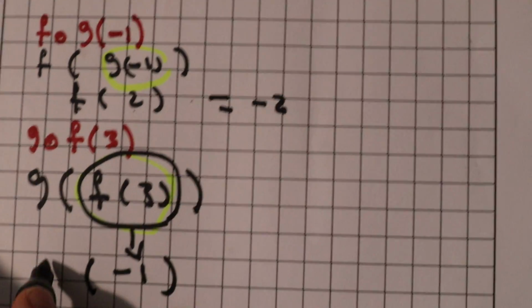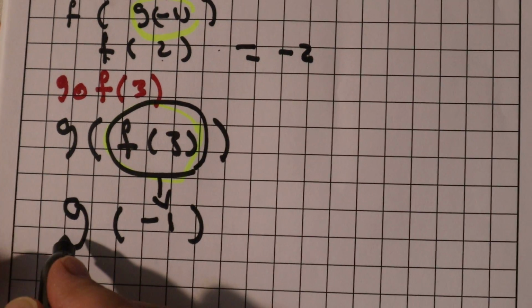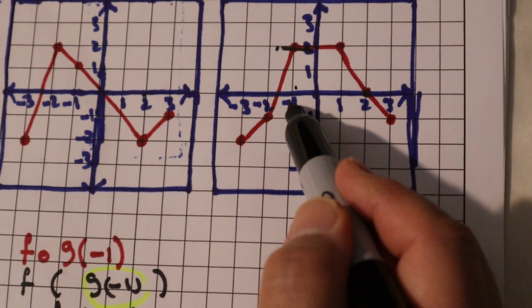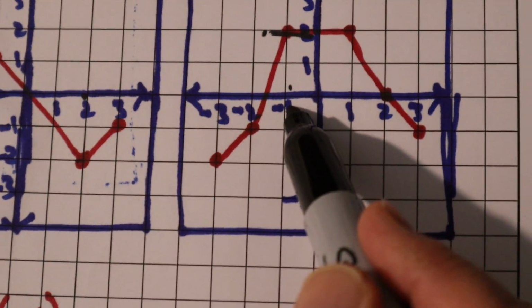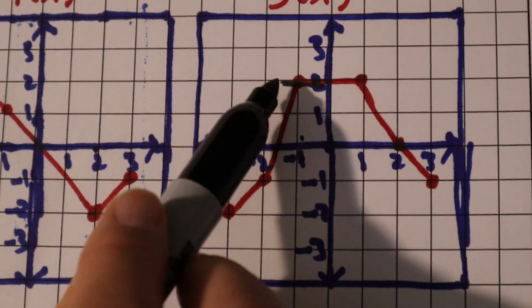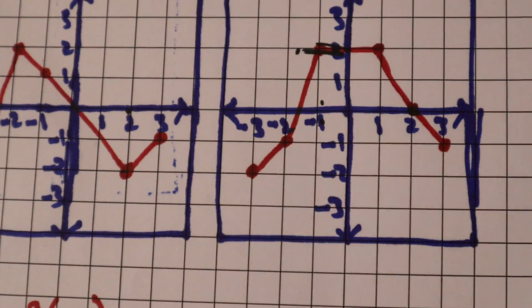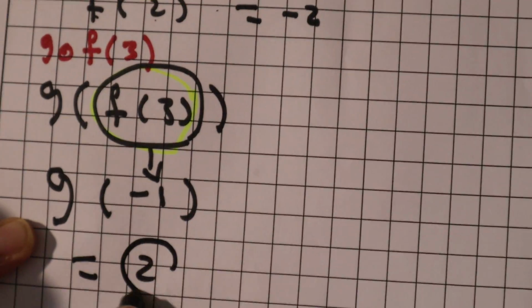And -1 is now the input of function g. Go over function g. Look for the value at x equals -1. Go up to meet the graph and look at y, and it's 2. So g of -1 will be 2. This is the final answer over here.